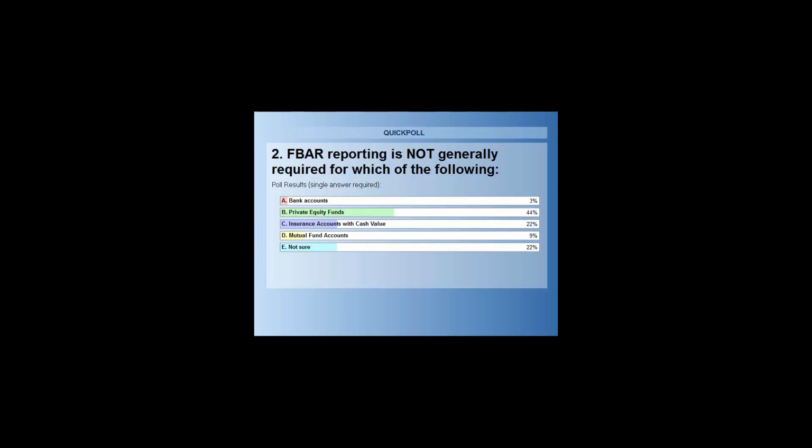The correct answer is that these FBAR requirements do not attach to private equity funds. A lot of our folks got that right.